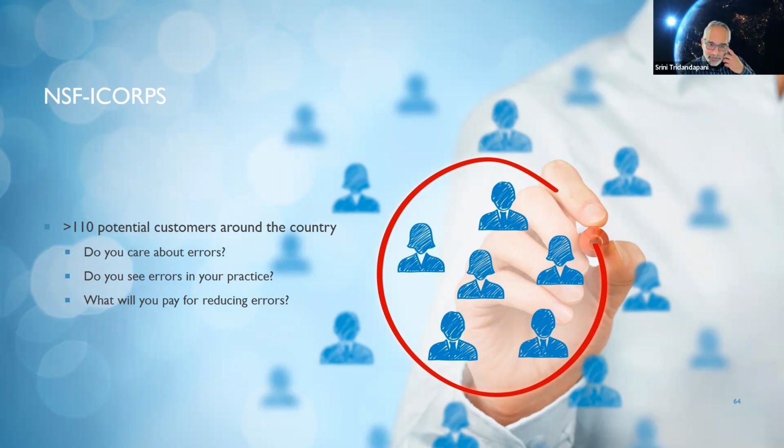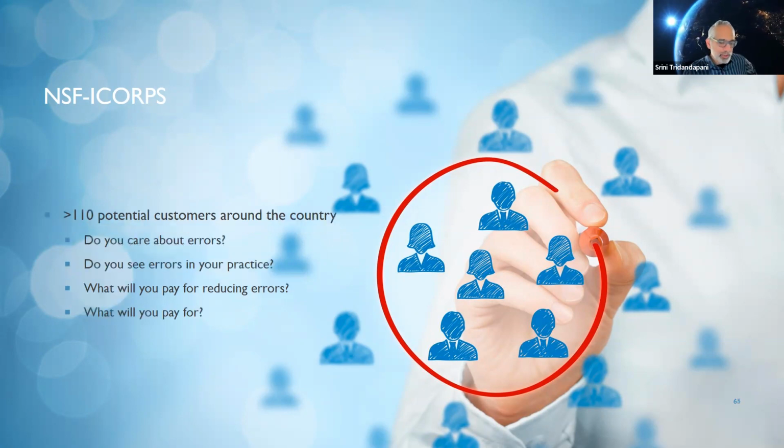So then we went back to the I-Corps instructors. We had to do this every week. We'd talk to a bunch of people, go back with the results. And the instructors would say, you're asking the wrong question. The right question to ask is, what will you pay for? Right? So we went back and talked to the same people again and said, what will you pay for? If you won't pay for errors, what will you pay for?